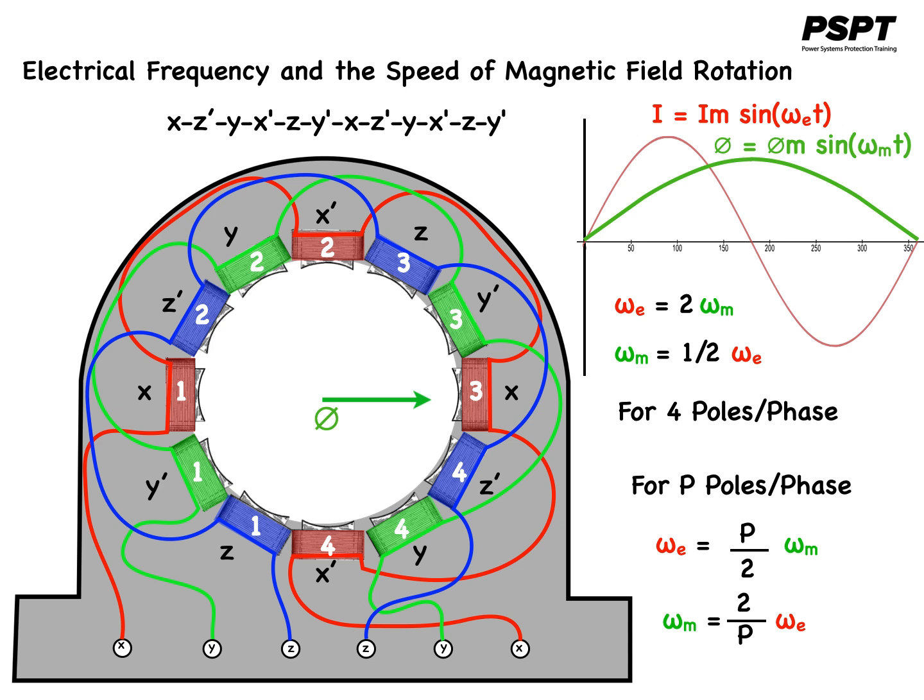Generally speaking, this is for a p-pole machine. The electrical angular velocity is equal to p over 2 times the mechanical angular velocity, or the mechanical angular velocity is equal to 2 over p times the electrical angular velocity, where p is the number of poles per phase of the machine.